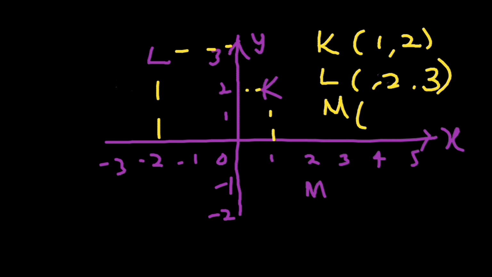And for point M, if we trace downwards along the x-axis, we shall have that the coordinate for x is 2, while the coordinate for y along the vertical axis is -1. So the coordinate for point K is given as (1, 2). The coordinate for point L is given as (-2, 3). And the coordinate for point M is given as (2, -1).